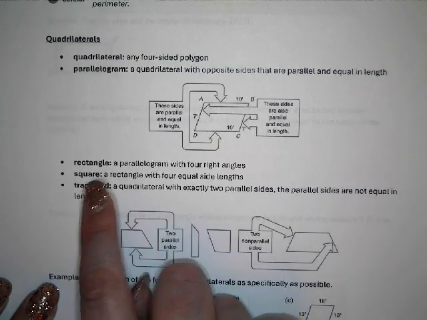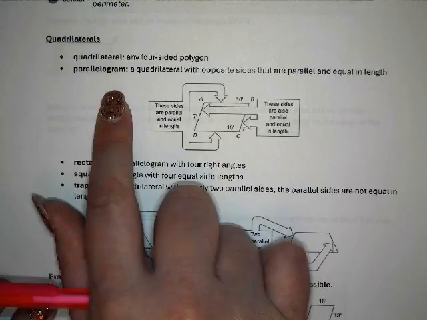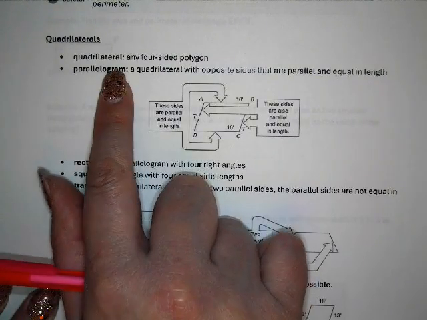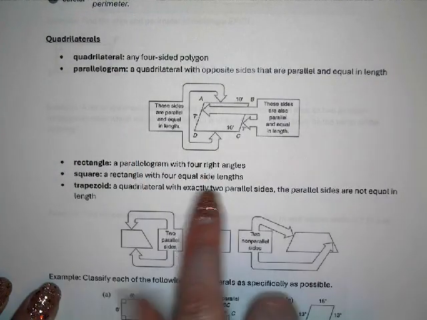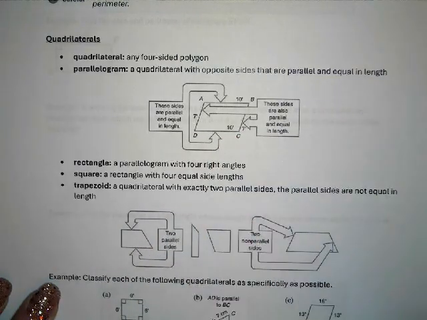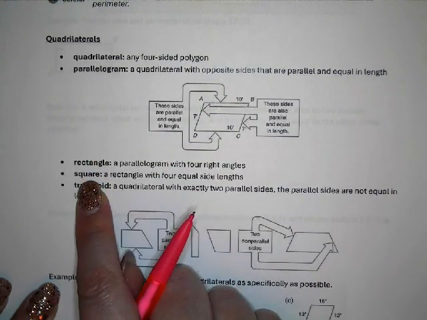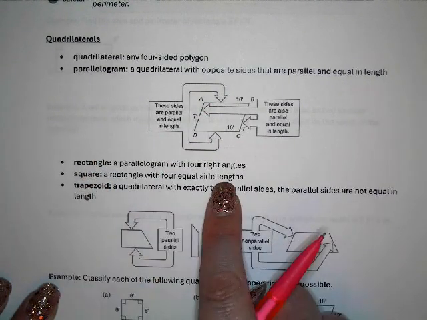A square is a specific type of rectangle, which is a specific type of parallelogram, which is a specific type of 4-sided shape, where all 4 sides happen to be equal in length. So those are all just getting more and more precise with our language as we label these 4-sided shapes.